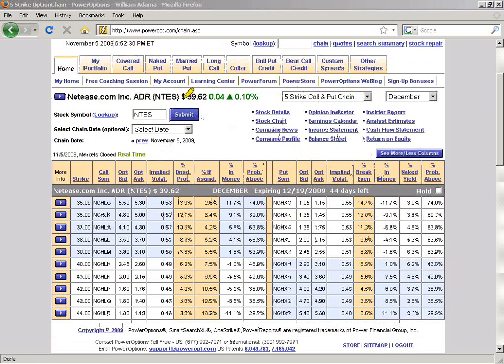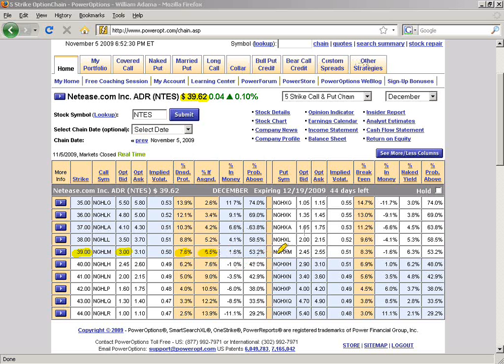NTES currently trading at about $39.62. Let's just take the slightly in the money 39 call. Okay, buy shares of stock at $39.62. Sell the 39 call for $3. 7.6% downside protection. That's pretty good. 6.5% potential return. Hey, that's pretty good too.